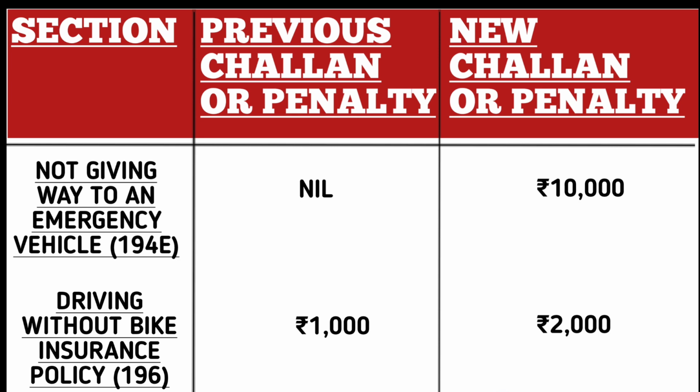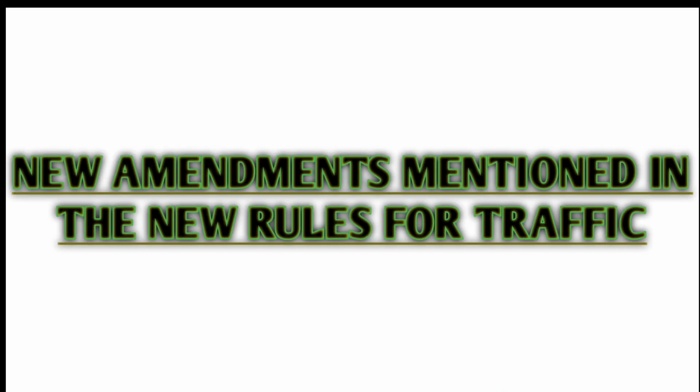Next is the driving without bike insurance policy, which is covered under section 196. Previously, rupees 1,000 was imposed as a penalty on its violation, but after the amendment, it was increased to rupees 2,000. Now, let us discuss some of the latest or new amendments mentioned in the new rules for traffic as per the Motor Vehicles Amendment Act of 2019.